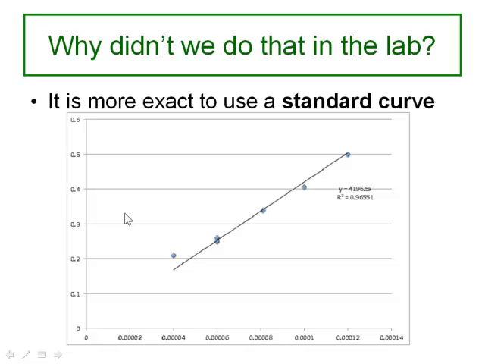Now, you're going to ask me, well, Mr. Harper, this looks really super duper easy. Why do we have to go through all this work, and why do we not do that in the lab? Okay. The reason we're not using the simple statement of Beer's Law is because if we're talking about things over a range of different concentrations, it's actually much more exact to use something called a standard curve, okay?